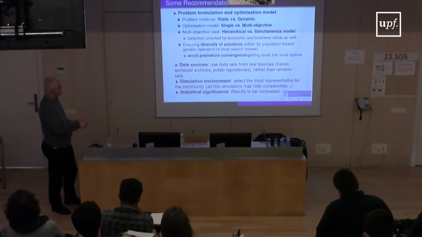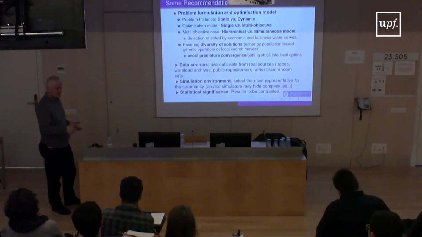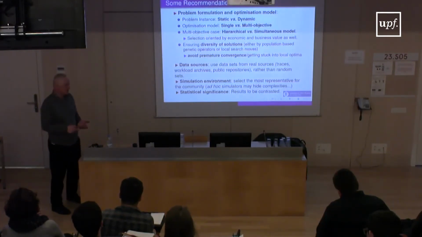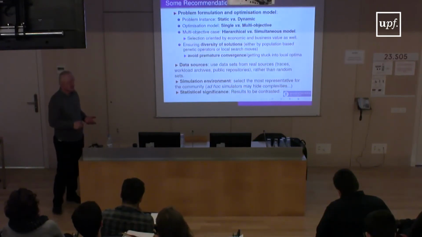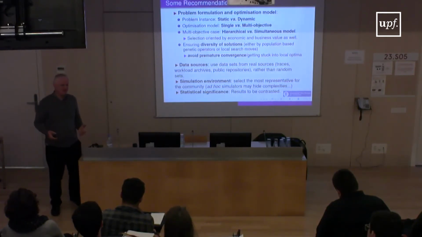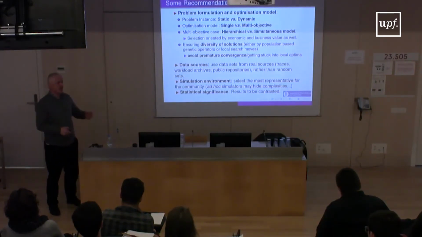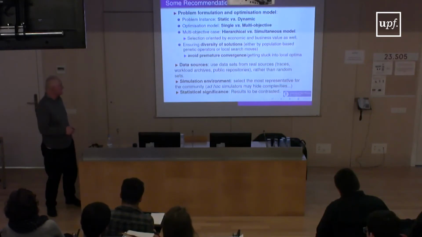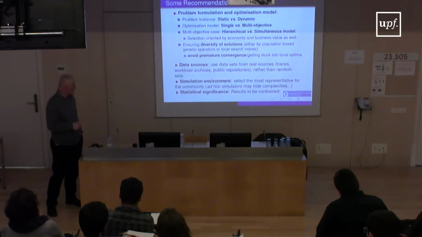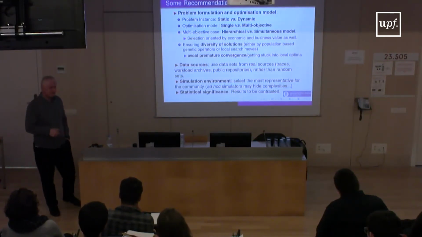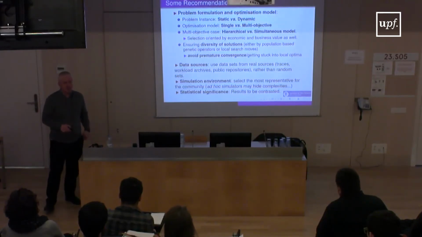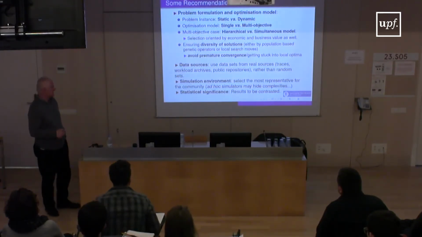Second point is, once you implement your heuristic of choice for your problem of choice, then you have to decide about the data sources. If you use random sets, you'll be happy. Most likely your paper could be published, but for real purposes, perhaps you have not got the best picture of the system, right? So using data from real sources, like traces from workload archives, public repositories, etc., could give you much better insights on the challenges of optimizing the problem, right?